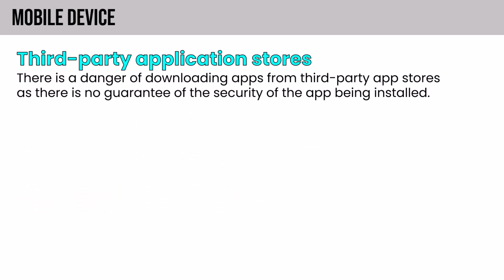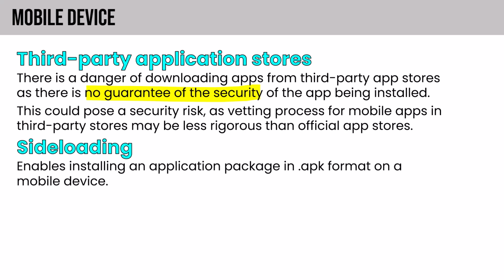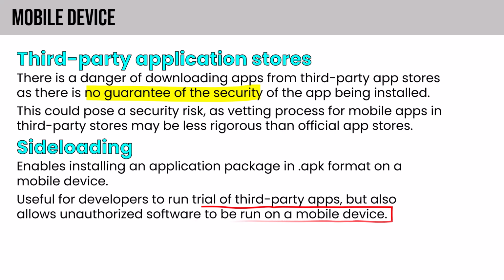Continuing with mobile device threats, we have third-party application stores. There is certainly a danger of downloading apps from third-party app stores, as there is no guarantee of the security of the app being installed. And this is a vulnerability. It poses a risk, as the vetting process for mobile apps in third-party stores may be less rigorous than the official app stores we see for Android and iOS for Apple. And finally, we have sideloading, which enables installing an application package in an APK format, that's an Android format, on a mobile device. It's useful for developers to run trial of third-party apps, but it also allows unauthorized software to be run on a mobile device.